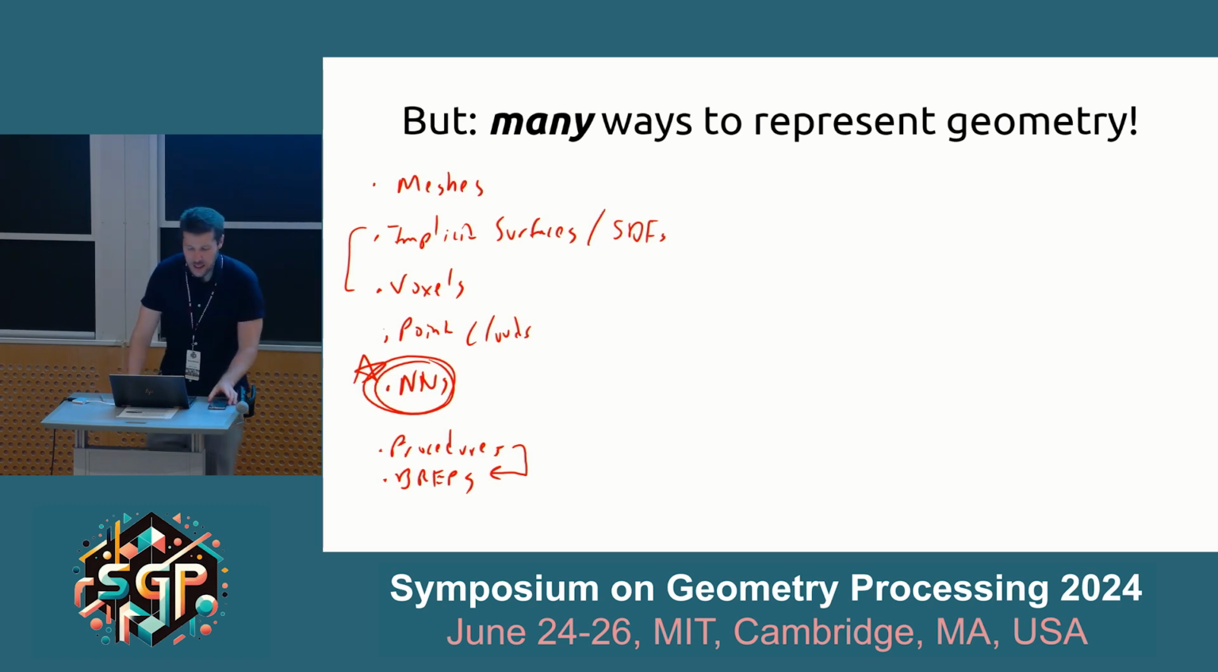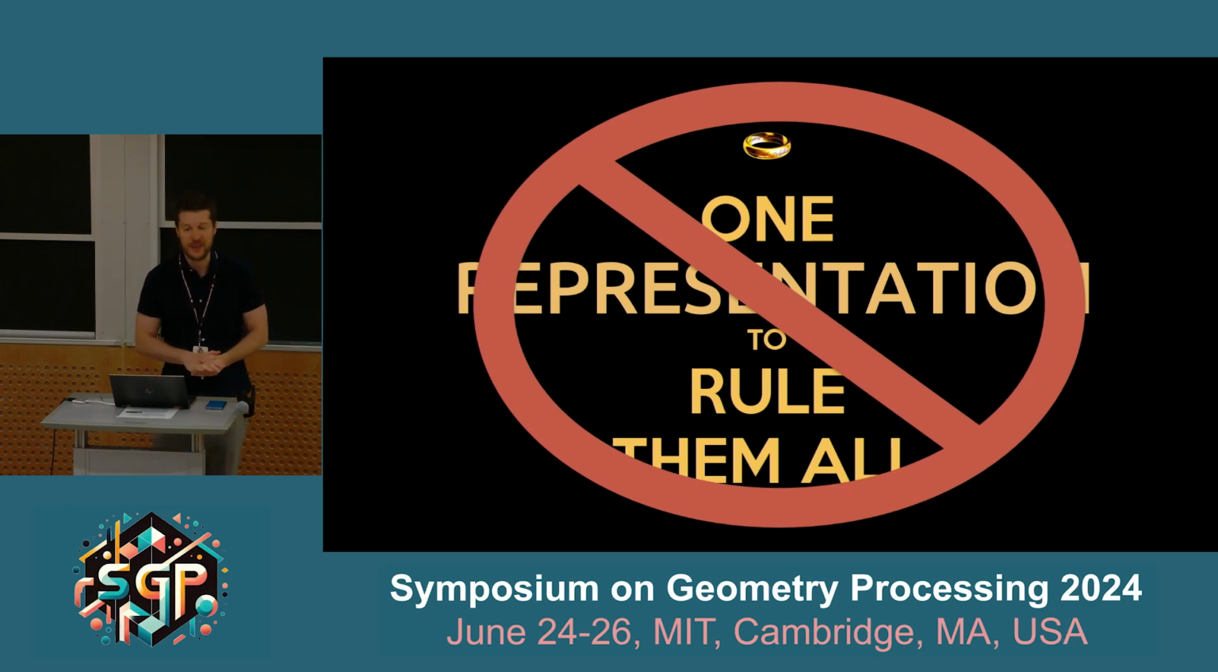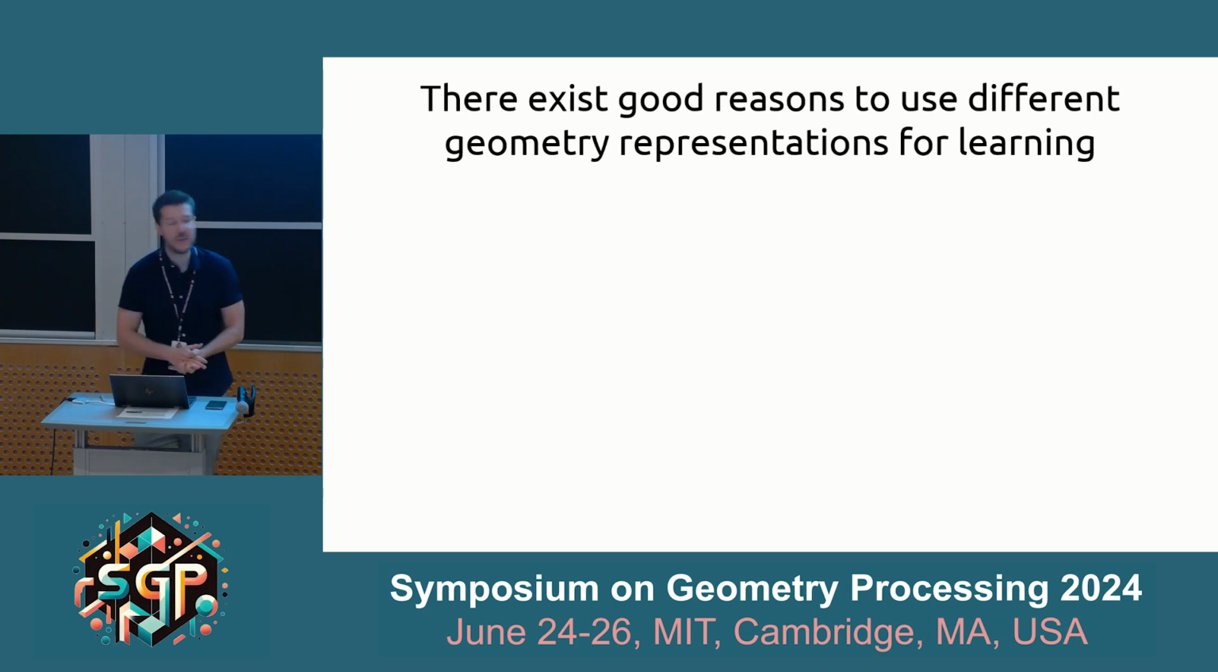All right. So if there are so many ways to represent geometry, but I talked about before that in other fields there's just the one obvious representation that we use for learning, you might be thinking what we really should be searching for is the one representation to rule them all. That's the one that we can focus on, so all of the research efforts can be focused on how we do deep learning on that representation. And for both better and worse, I'm here to tell you that that's not how things are going. And I think there are good reasons for this. There are good reasons to use different geometry representations for learning.